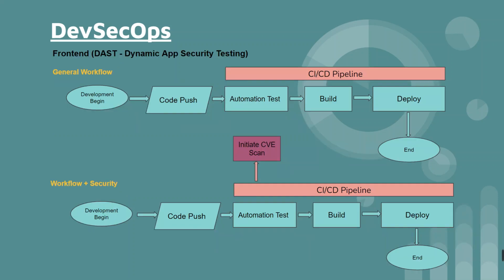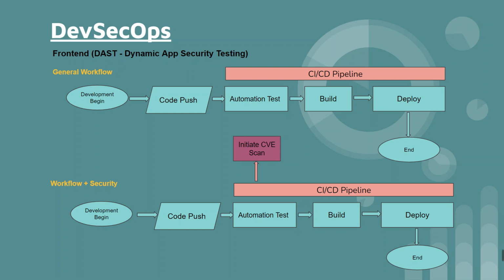As you see for the front end, what is the general workflow? As I mentioned, the first phase is: as soon as we get the requirement, we start the development. Once we are done with the development, we push the code, perform the necessary automation tests if there are any written, build the app and deploy it, and done. Automation test, build, deployment and all those things are taken care of by our operations team as part of our CI/CD. Now in this general workflow, no security scan or security practices are introduced.